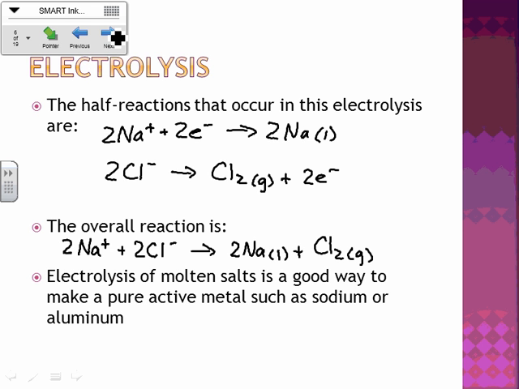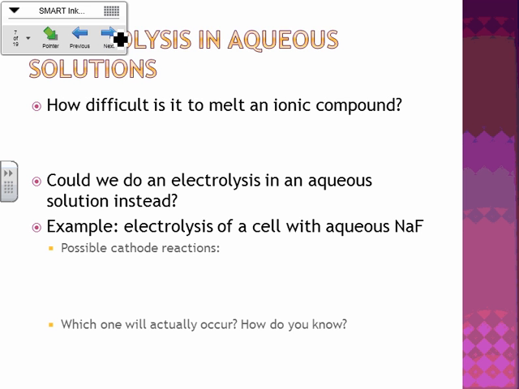And again, electrolysis of molten salts is a good way to make a pure active metal such as sodium or aluminum. Now you can probably think of some very good uses for aluminum. And this is a way that we would also make pure aluminum. Aluminum is typically found in nature in compounds. It's usually oxidized because it's fairly reactive. How difficult is it to melt an ionic compound? We just kind of talked about that. Let me see if it's here in the book, the typical temperatures that you have to use.